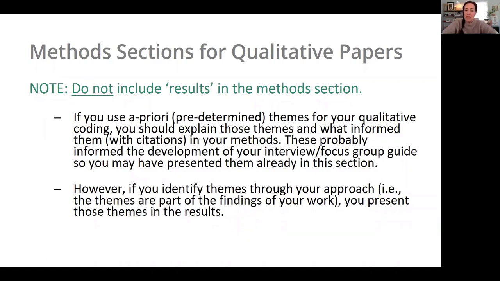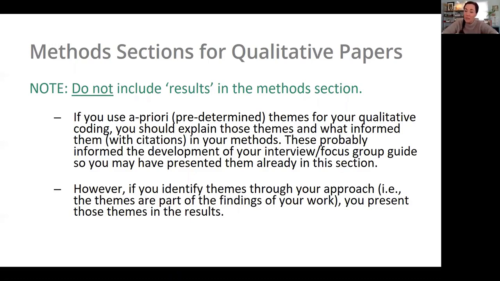An important note is that you do not want to include results in your methods section. So I give a little bit of a specific example here. If you use predetermined themes, what we often call a priori themes for your qualitative coding, you should explain those themes in the methods section and what informed them. If you have some citations of how you developed your a priori codes, that goes in your methods section. They helped design your guide. They helped you decide on your guide, and you'll code according to some of those.